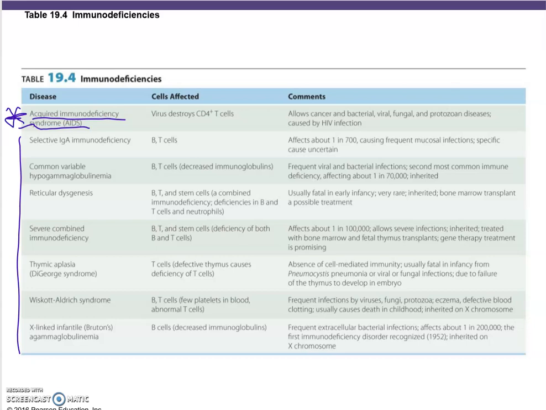HIV/AIDS. This virus destroys CD4 positive cells, and that will be mostly helper T cells, so the CD4+ cells. And basically it induces cancers and also other infections to take hold. People mostly die from lack of an immune response to a pathogen or even to cancer.